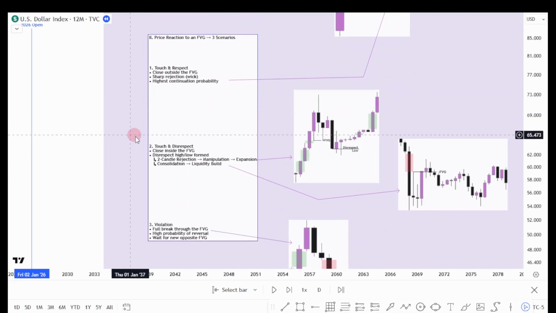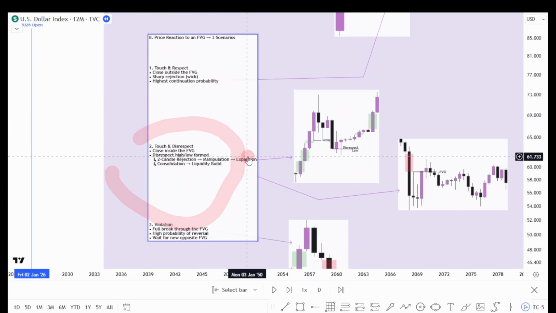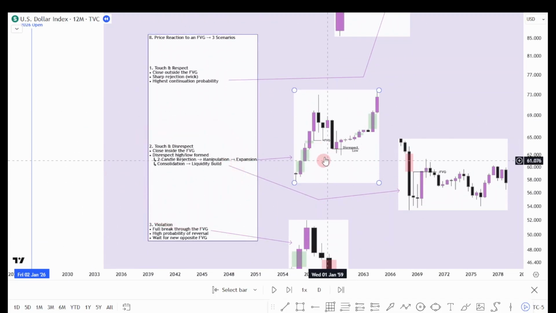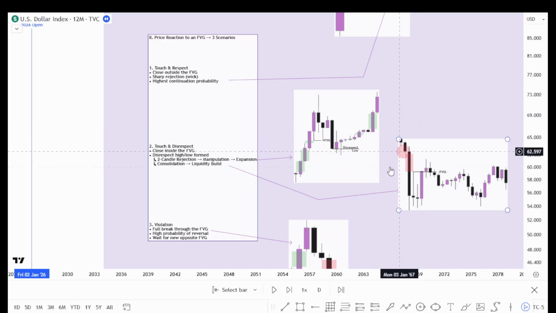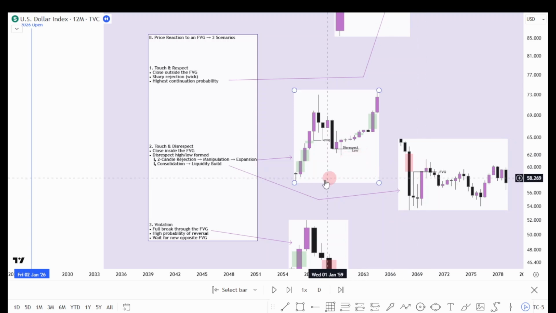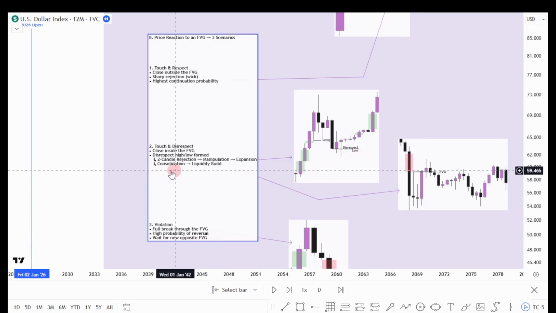That is when price does not produce that sharp turn, that quick rejection from the fair value gap. It's identified by closing inside the fair value gap in disrespect. And of course, this disrespect candle is important, leaving a disrespect low or high. In this case, what now? Boom, 2 possibilities. It's either gonna be a 2-candle rejection or a consolidation.